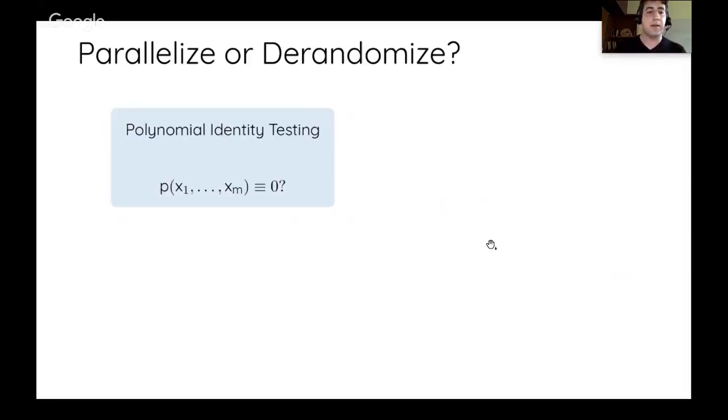So it all goes back to this central problem in computational complexity called polynomial identity testing. So what is this problem? You're given a multivariate polynomial in m variables. The way you're given such a polynomial can be in many different ways. You can assume that you're given a circuit, a formula, or even an oracle that evaluates this polynomial at arbitrary points for you. And your task is to determine whether this polynomial is identically zero or not.